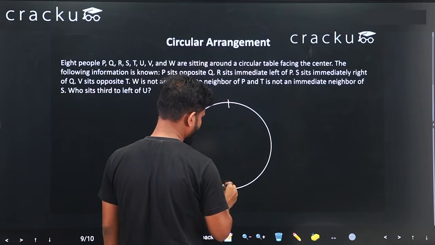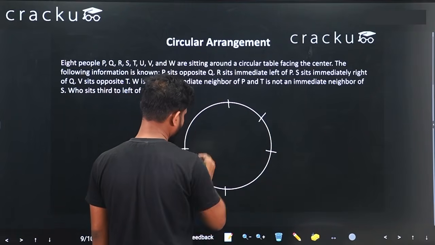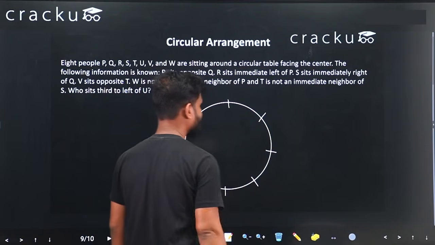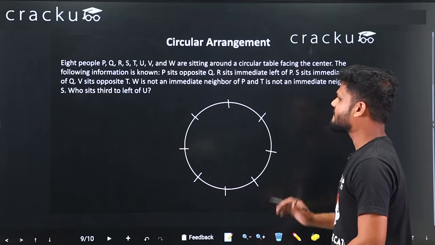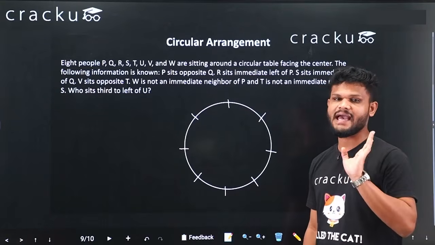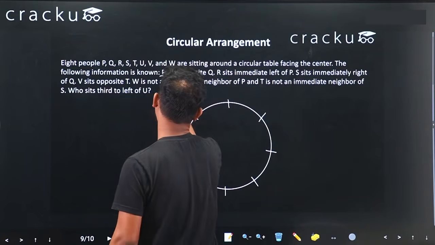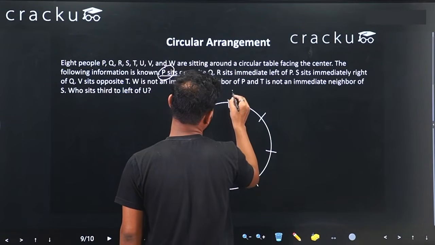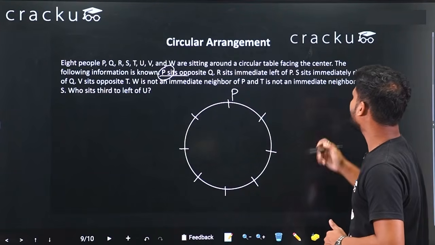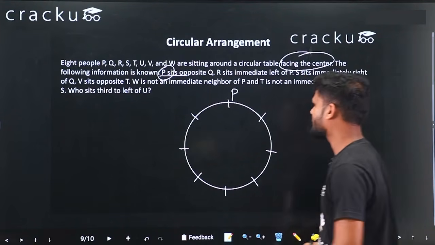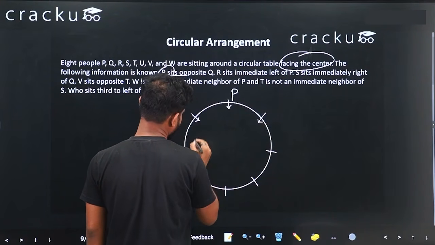Then draw 8 equal spaces. So we have drawn 8 equal spaces. Now let us go forward and see the clues. First, what our work is there? Fix the anchor. So you can fix any of them. What I will do, I will go with the first clue and fix P as my anchor. So I will say P is here. One more thing, direction is given that they are facing the center. So you can denote the direction as well, so that everyone is facing the center.